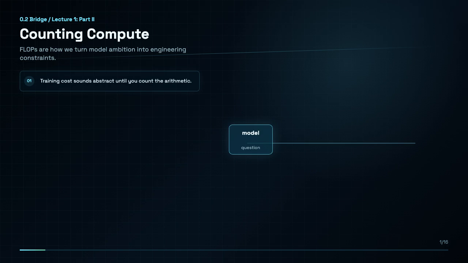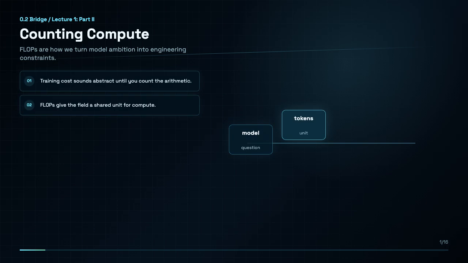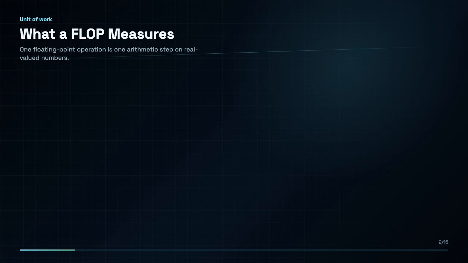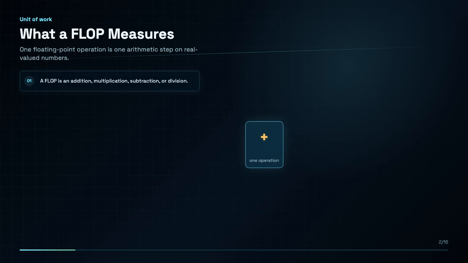Training large language models requires enormous computational resources. You may have heard statements like, GPT-3 used 3.14 times 10 to the 23rd floating point operations, or this model was trained on 500 GPUs for 2 weeks. These numbers sound impressive, but what do they actually mean? And why should we care about counting operations so precisely? We'll explain why measurement matters and how to think about computational cost.